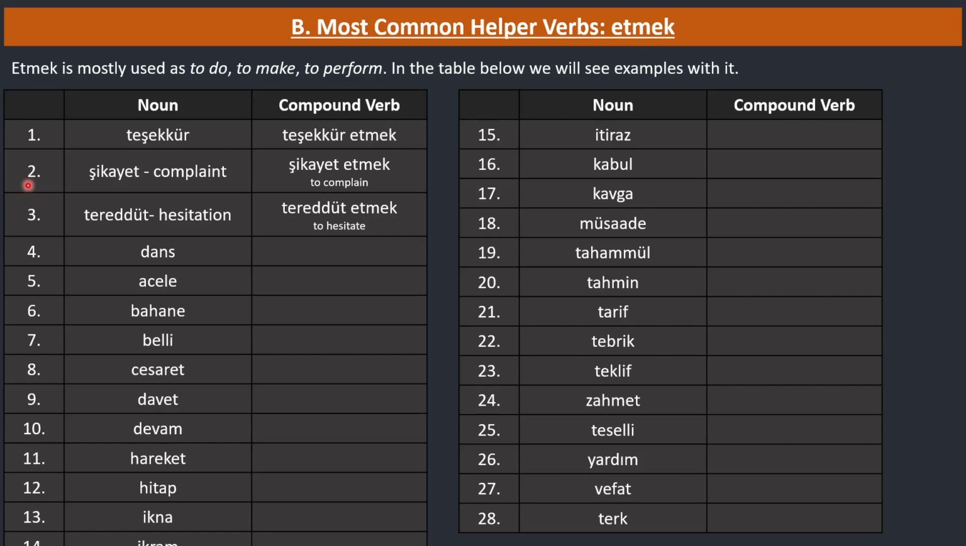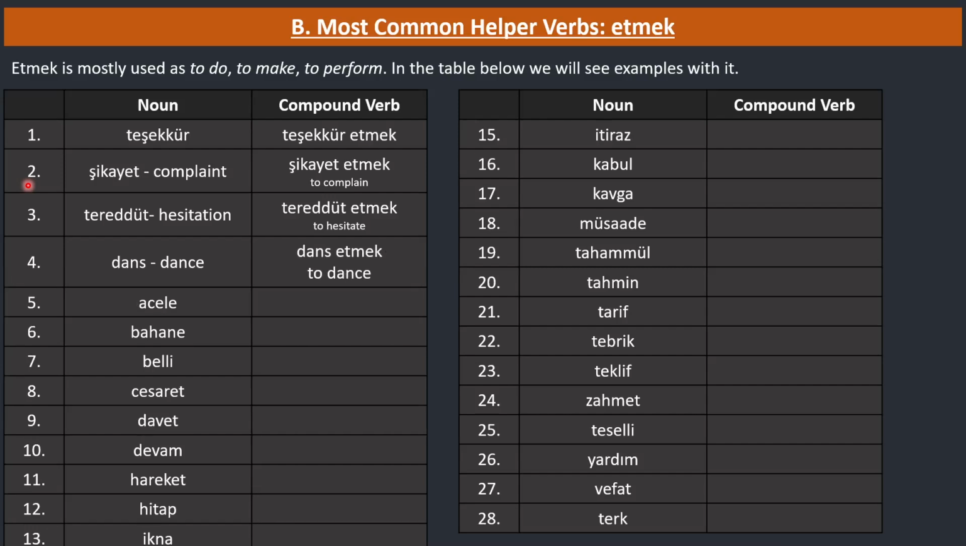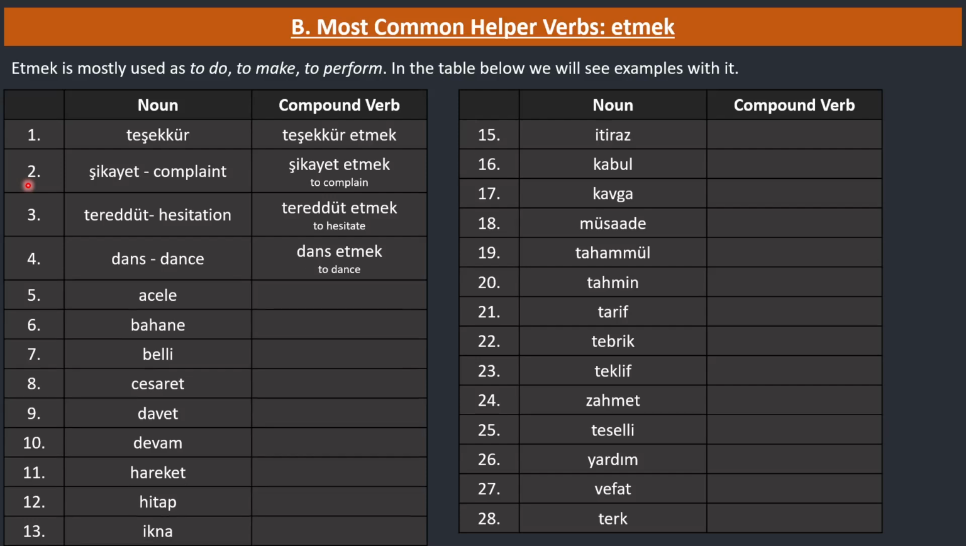Okay? There's dans etmek. I'm sure that's very obvious. Dance. So dans etmek. To dance. Yeah, exactly. Some of them are very obvious. Some of them are a bit tricky.